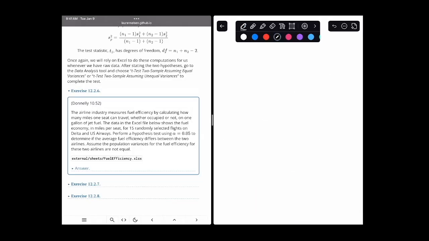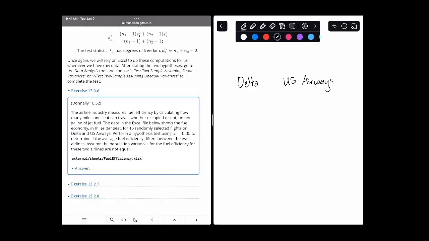So let's take a look at this next exercise. This says the airline industry measures fuel efficiency by calculating how many miles one seat can travel, whether occupied or not, on 1 gallon of jet fuel. And the data in the Excel file below shows the fuel economy in miles per seat for 15 randomly selected flights on Delta and US Airways.